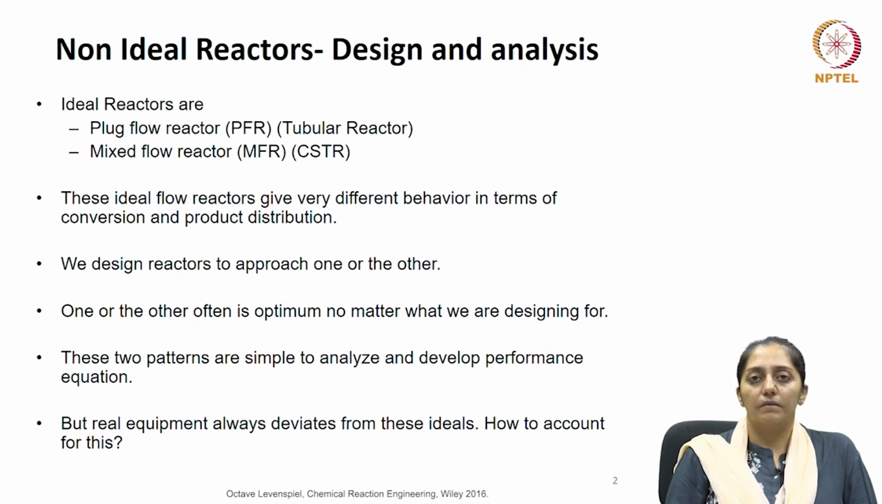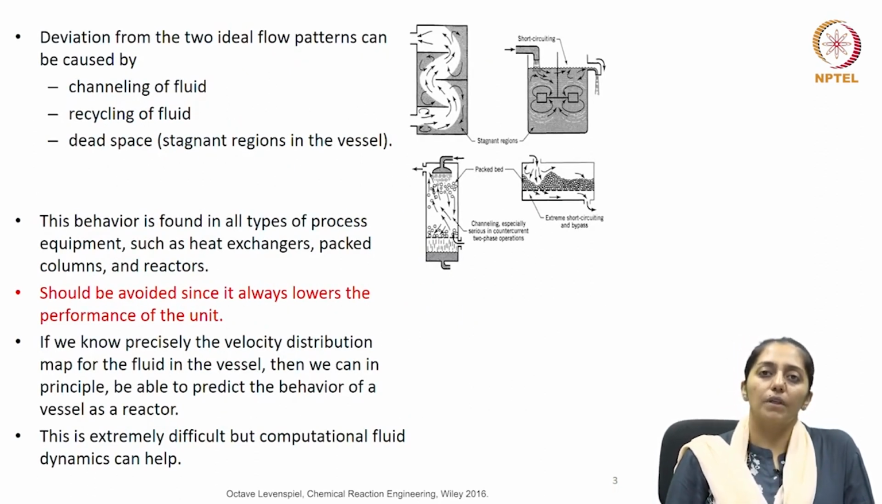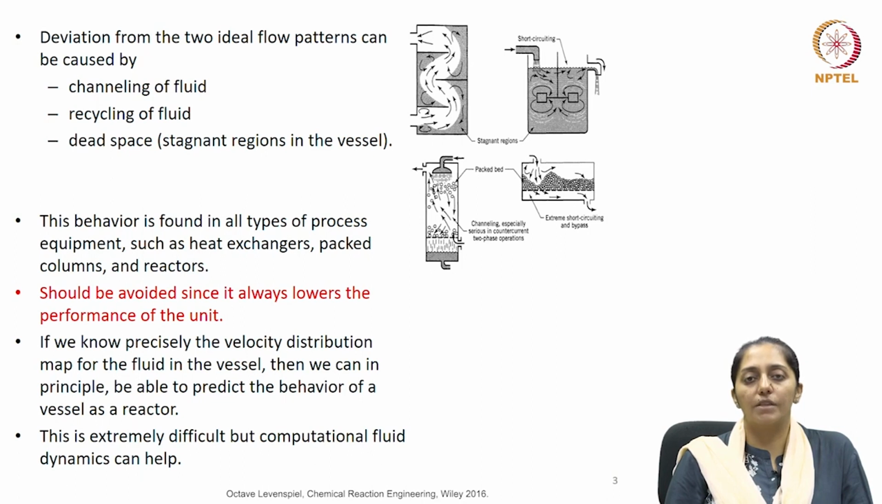But practically speaking, there is always deviation from ideality. So how to account for this deviation? First, we need to understand what are the source of deviations. So deviation from the two ideal flow patterns, it can be caused by channeling of the fluid, recycling of the fluid, or presence of dead space, which is the stagnant regions in the vessel.